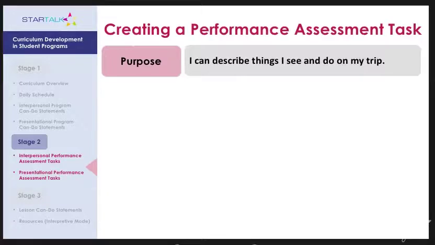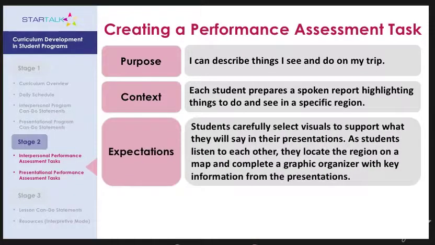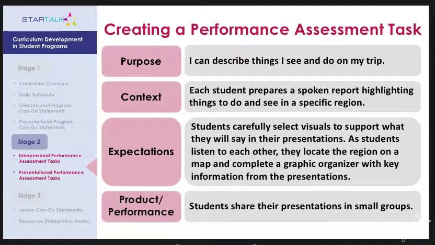The purpose that was written in stage 1: I can describe things I see and do on my trip. The context: each student preparing a spoken report highlighting things to do and see in a specific region. The expectation: the selection of visuals to support what they will say, listening to each other, locating the region on a map, and finally completing a graphic organizer as they listen to the presentation of other students. Finally, with that performance, sharing them in small groups so that those graphic organizers can be completed.